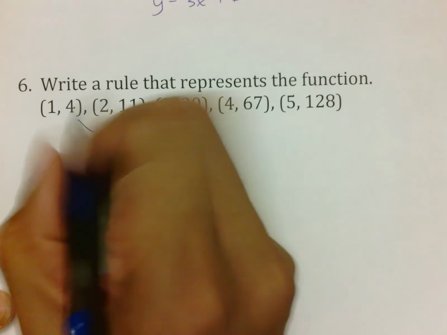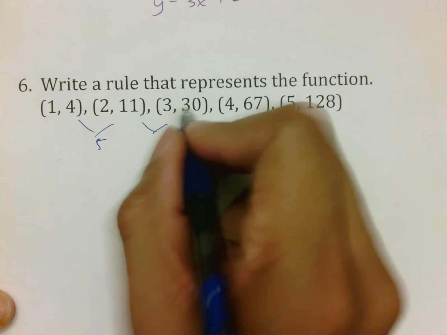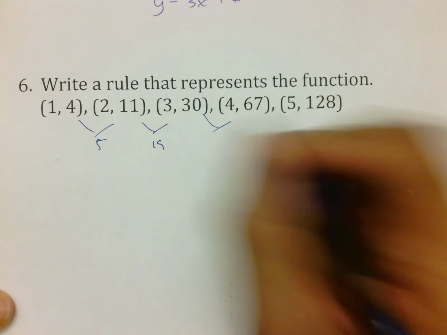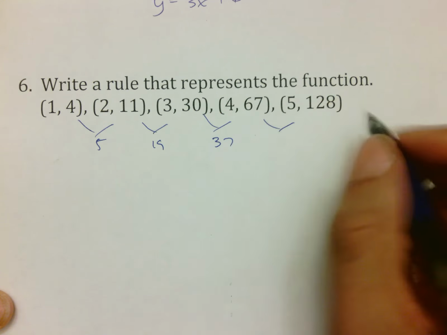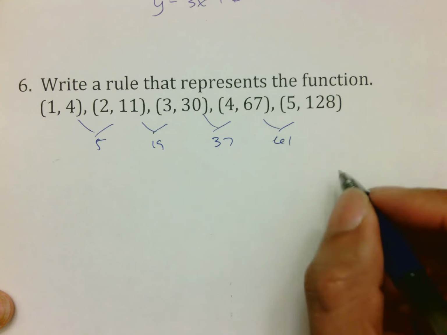Number 6's rule goes from 5, looks like 19, wow, to 37 to looks like 61.